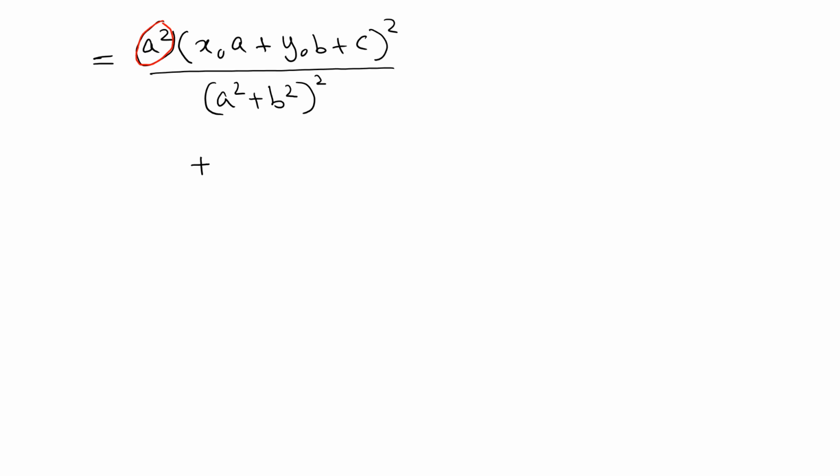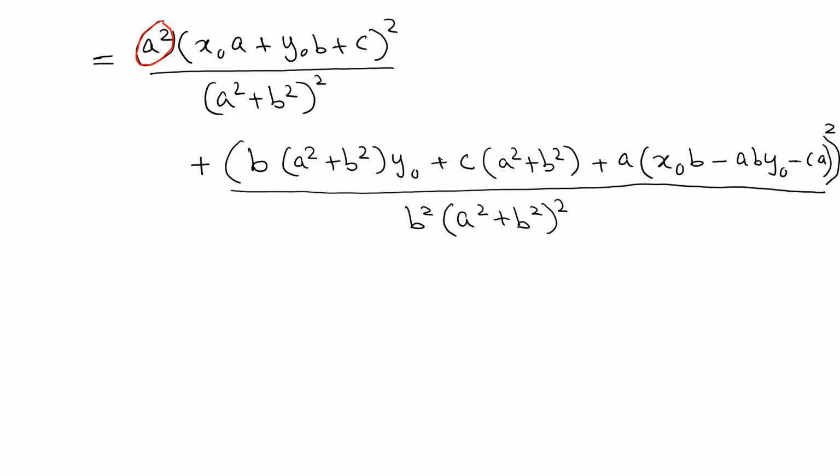So let's try to get the second term. For the other term, you get this one. So it is b times a squared plus b squared y naught plus c times a squared plus b squared, and then a times a x naught b minus ab y naught minus c a. Now you can see there are a lot of terms that get cancelled out. For example, we have a negative a squared b y naught. That term cancels out with this product, because the b a squared y naught cancels out.